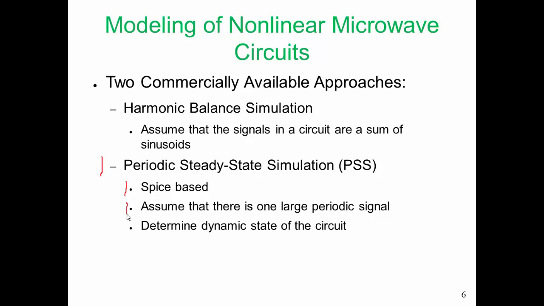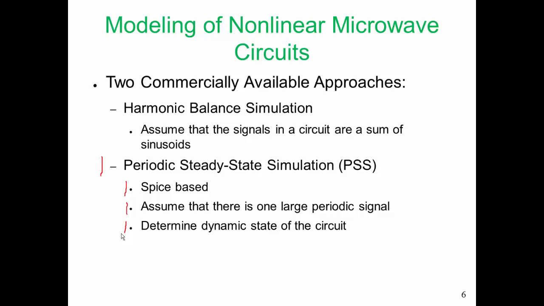This works very well, but of course we have a single sinusoid, which can be quite large. Then when we have that solution, we're in a position where we can determine the dynamic state of the circuit. And that dynamic state is represented as a conversion matrix. We assume that that carrier is modulated at a much lower level.